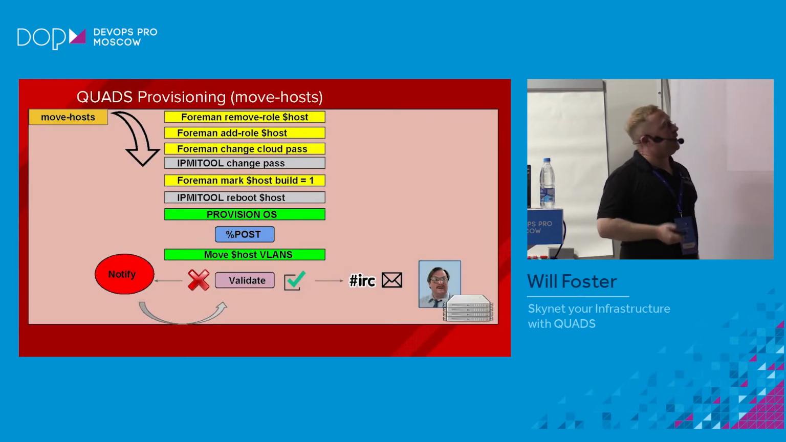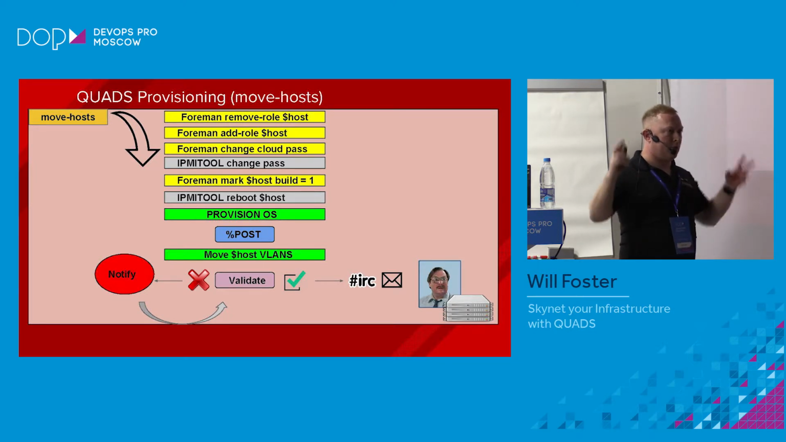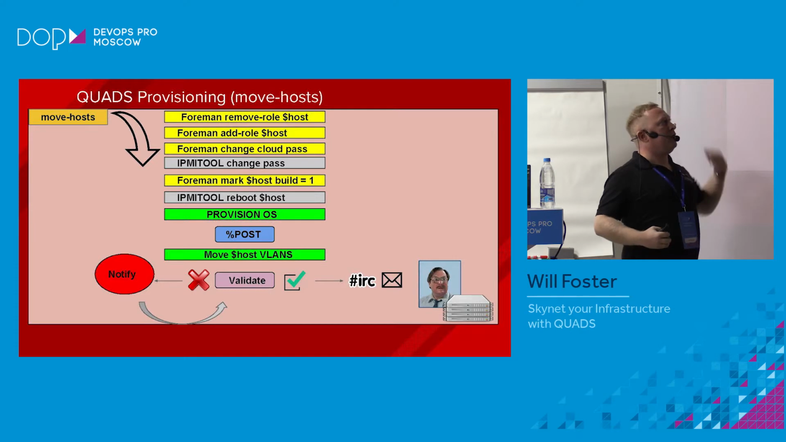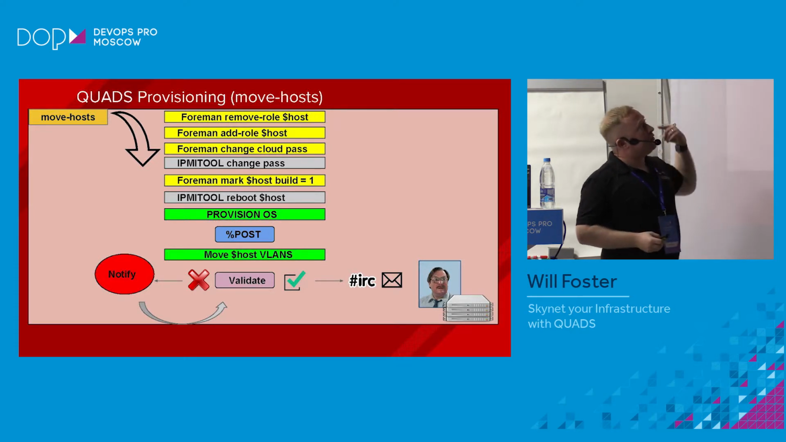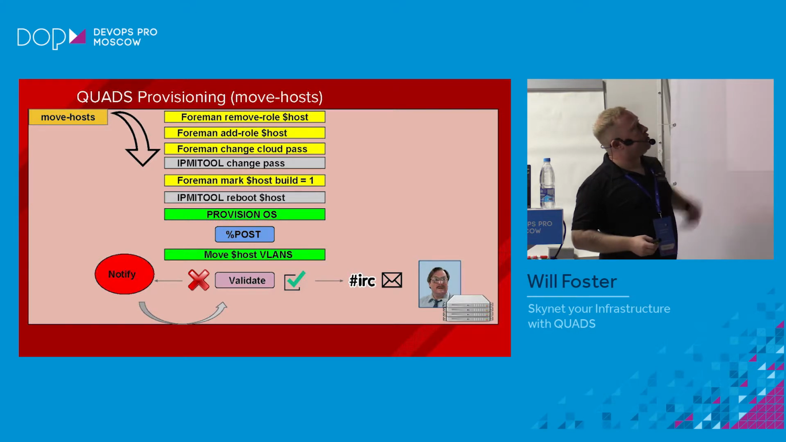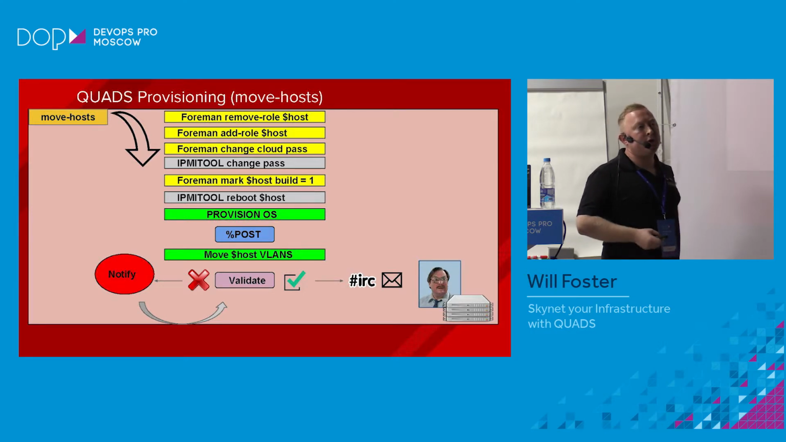So when it is time for a host, or a set of hosts, to actually reprovision into what we call a cloud, this is what happens on the back end on the Foreman side. There's some role-based access stuff that changes. The IPMI interfaces are reconfigured. The operating system is provisioned. There's some post-automation that happens. And then there's a validation phase.